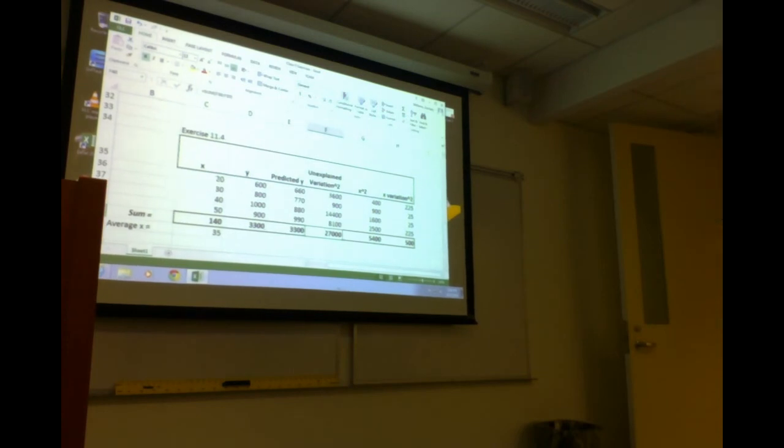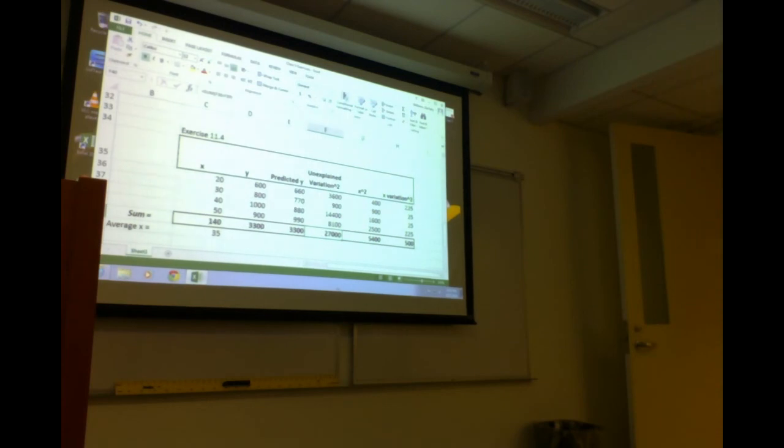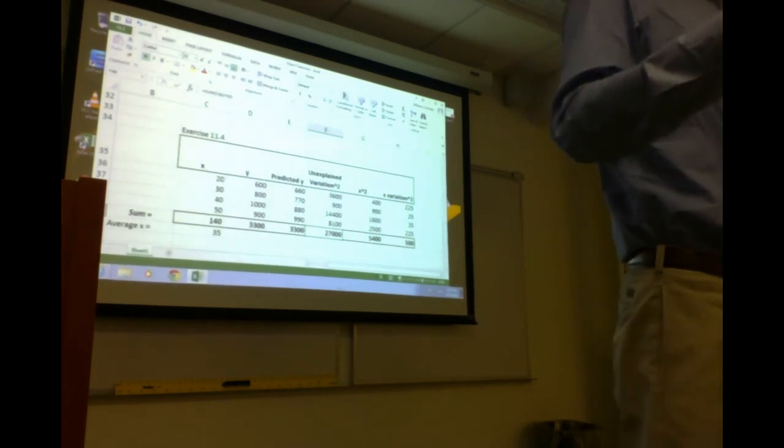Yes, Mike? Why isn't it 3? We do n minus 2 because there are 2 unknown variables, the intercept and the slope. So more unknowns mean more estimating is necessary. So we have a wider interval as a result, or we want a wider interval as a result. Okay.